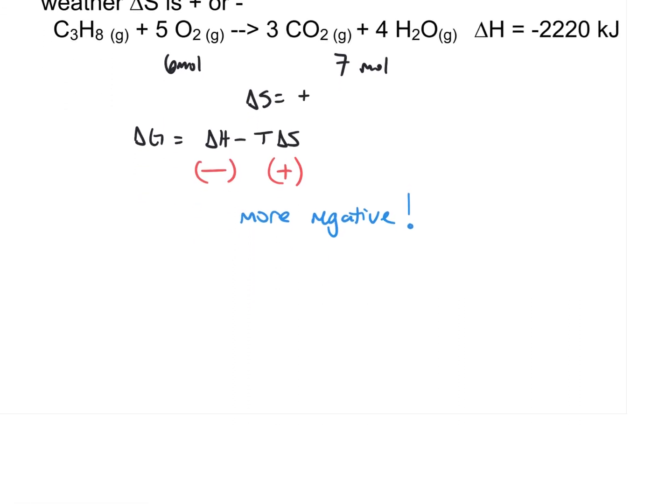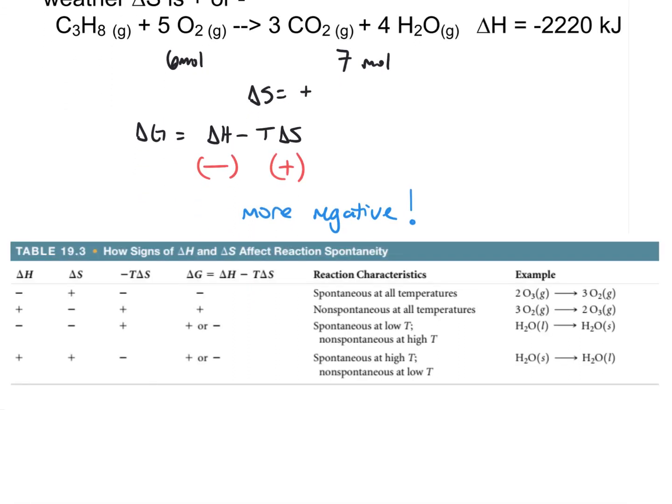I'd like you to consider Table 19.3. I grabbed a screenshot of it right from the textbook and plopped it in here. It talks about how the signs of delta H and delta S affect the spontaneity of the reaction. We'll first start here with a negative delta H and a positive delta S. Negative delta H, as we mentioned before, favors a spontaneous reaction. So does a positive delta S. So if you've got a negative delta H and a positive delta S, the reaction characteristics say that it's spontaneous at all temperatures.